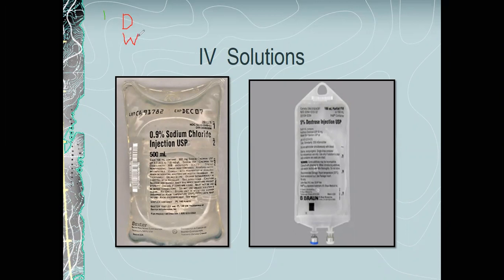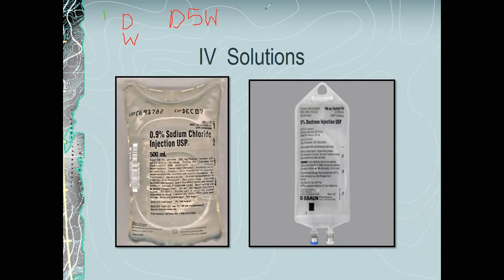If you hear D5W, that is dextrose 5% in water. So that's what those letters and numbers mean. The numbers are going to be a percentage of how much of whatever we're talking about is in there. So D dextrose, 5 is the number, so percentage, 5% dextrose in water.